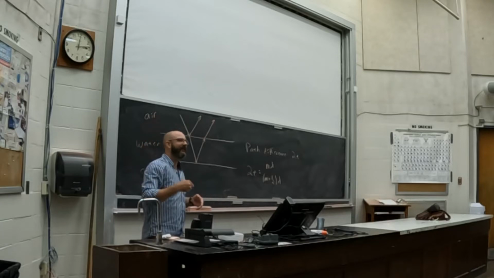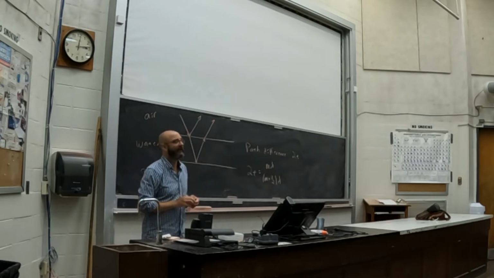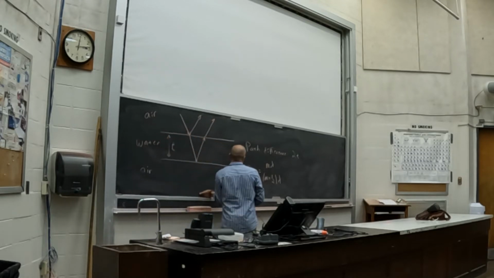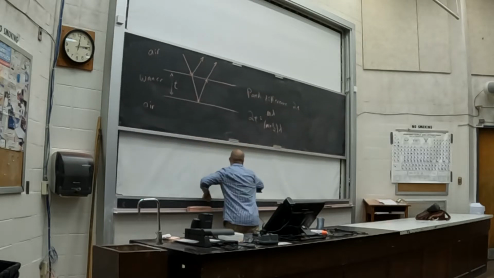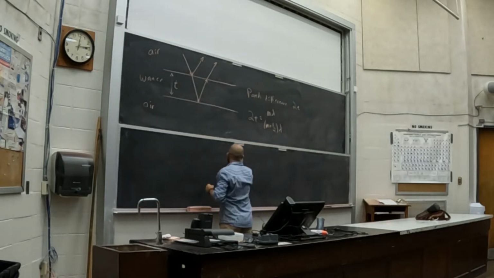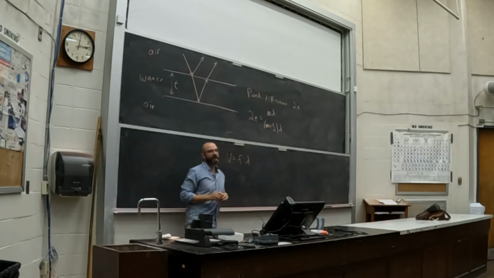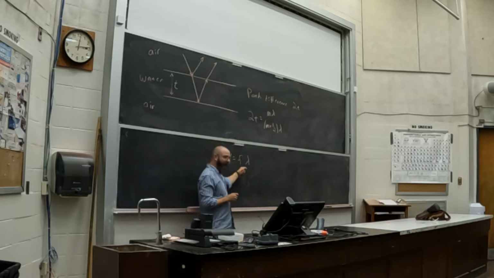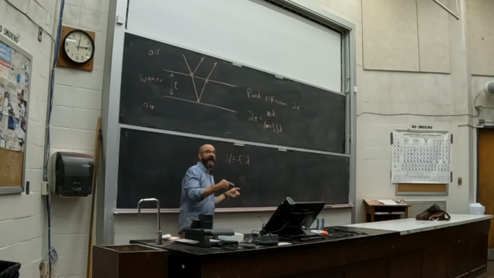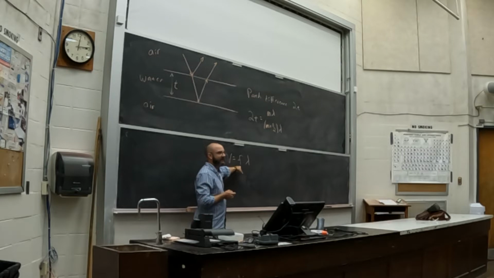Is the speed constant from the air to the plexiglass or the water or the diamond or whatever? No, definitely not. So remember your wave speed equation, v equals f lambda. For this to change, one of three things has to happen: frequency could change, wavelength could change, or they both could change. But if the color doesn't change, that means the frequency does not change, which means the wavelength does. The wavelength is different.